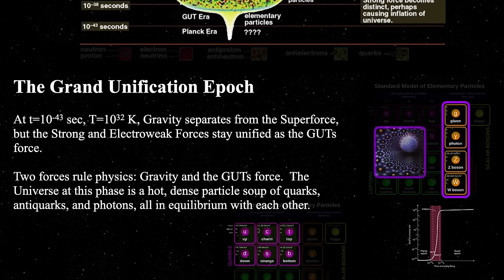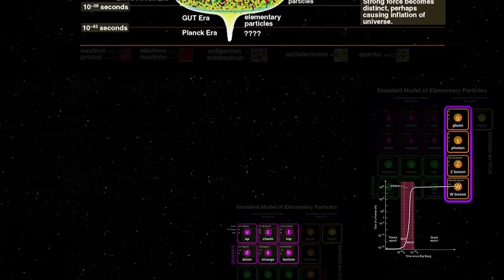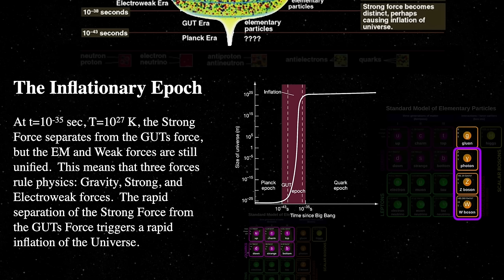However, not long after, at a time of 10 to the minus 35th seconds, or 10 to the 8th Planck times later, the temperature drops to 10 to the 27th Kelvin. The strong force now separates from the grand unified force. By the end of this time they have separated out, and the electromagnetic force and the weak force remain unified. So at the start of the grand unified theory time, you have the separation of gravity, and by the end the strong force has separated. This rapid separation triggers some strange rapid inflation of the cosmos.